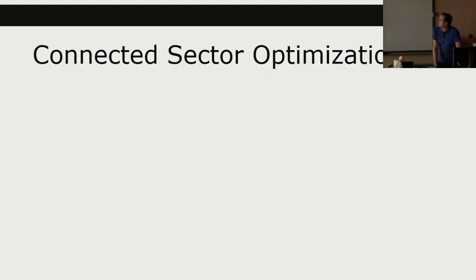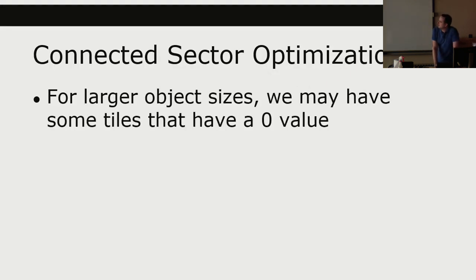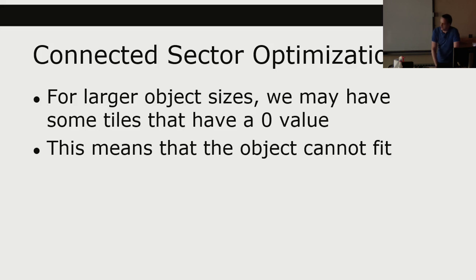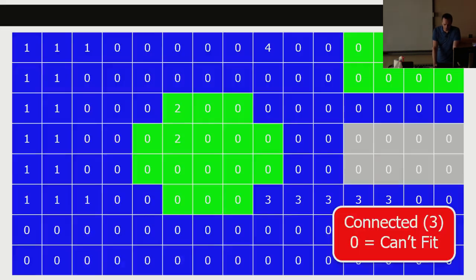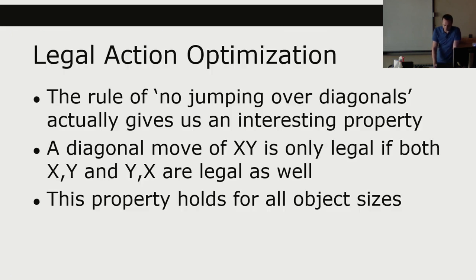So let's talk about that connected sector optimization we just talked about. For larger object sizes, we may have some tiles that have a 0 value. This means that the object cannot fit. By pre-computing these values, we can use them later instead of doing the full object size check to see if all the underlying tiles have the actual same value. So for connected of size 3, a 0 means we can't fit.